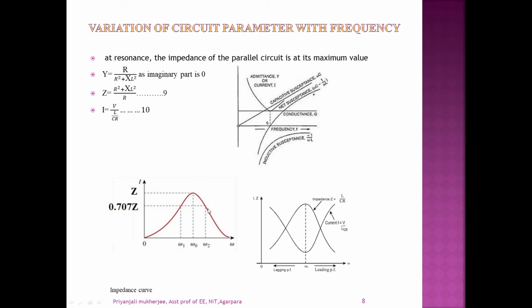And this is the impedance curve, and at the maximum this is the impedance Z. If we consider two frequencies where the impedance is Z by root 2, this frequency band from omega 1 to omega 2 is known as the bandwidth. So this represents the impedance curve versus the current curve. The current curve is the opposite: where the impedance is at its maximum, the current value is minimum.